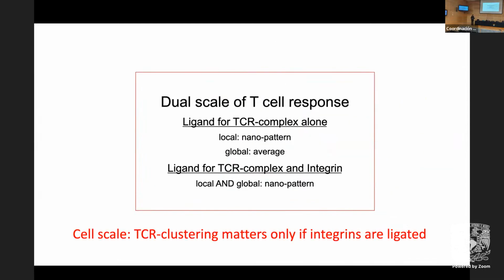So the take-home message is that there is a dual scale of T-cell response. When the ligand for the TCR complex is alone, the cell does not care about the nanopattern. It cares about global averages, global properties. When there is integrin, then both local and global properties depend on the nanopattern. So cell scale TCR clustering matters only if integrins are also present.